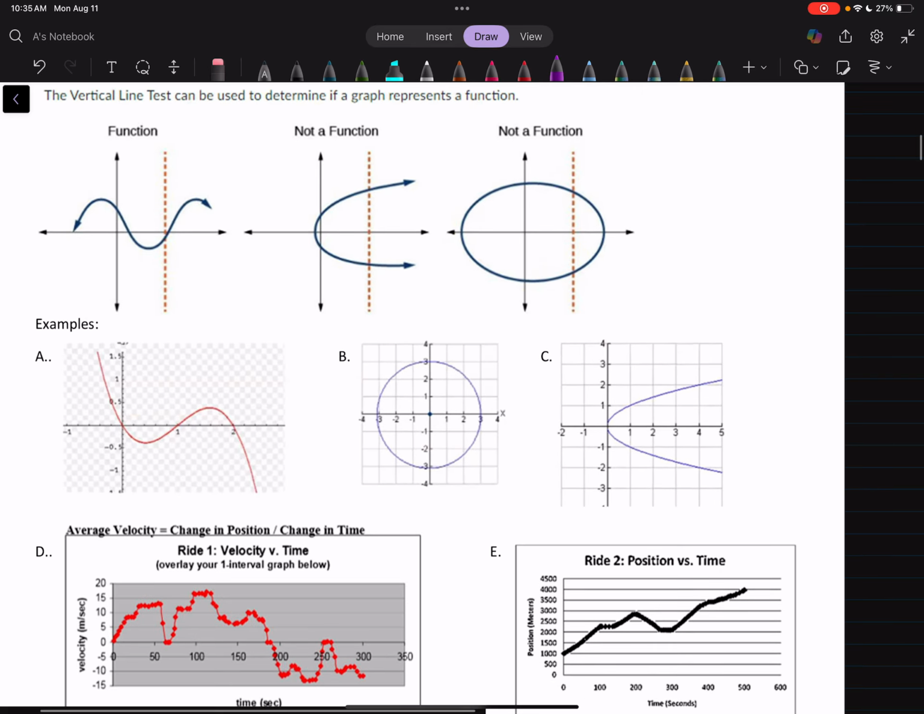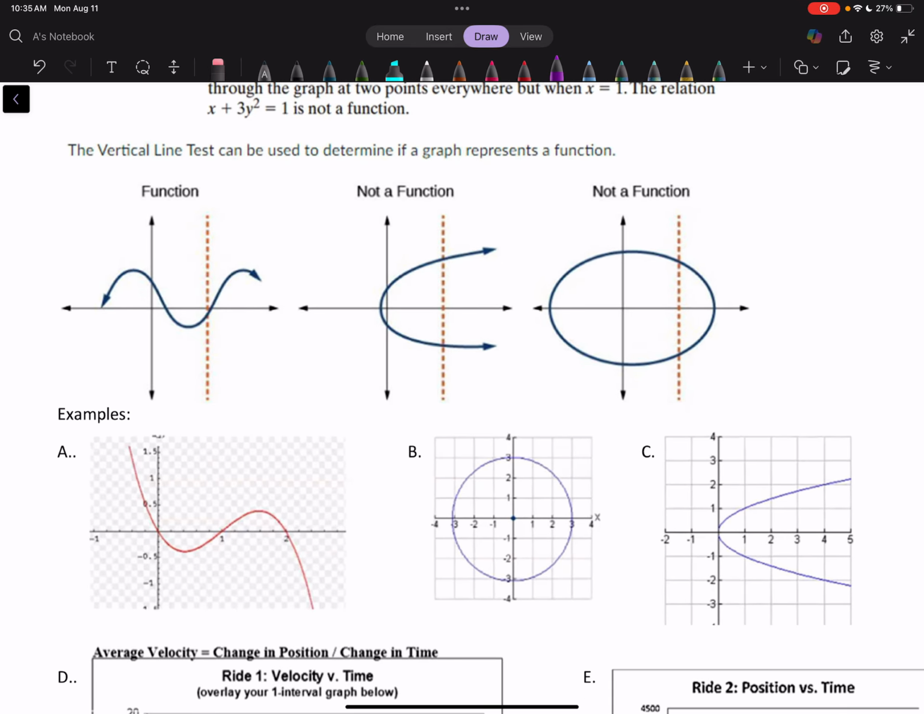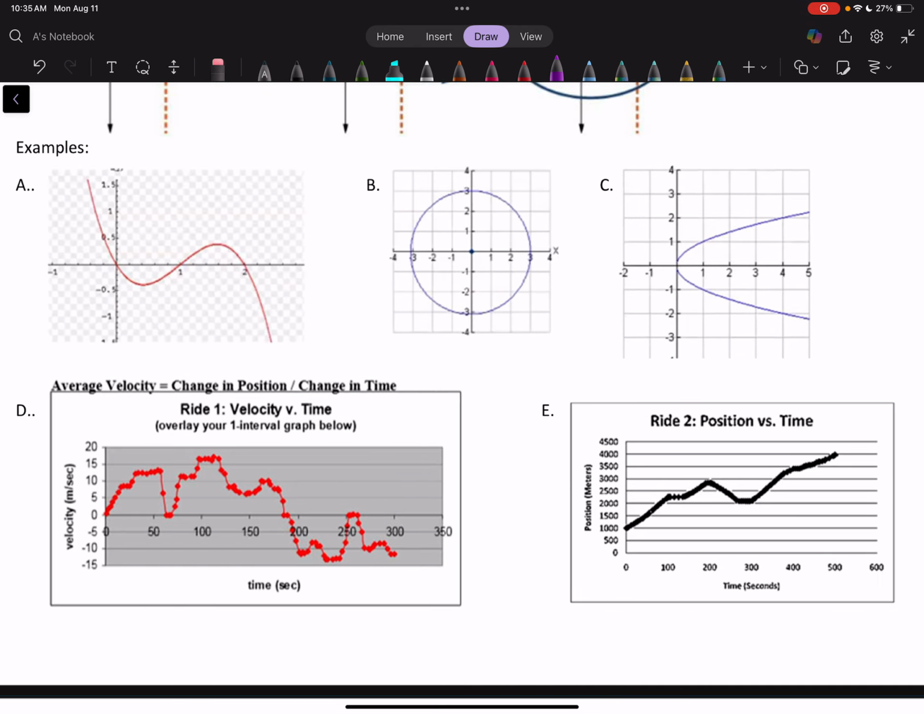So you can try this through the 3 examples. It shows you how it works, and you have these to try for yourself. Pause it, write if they're either a function or not a function, and then play the video to see the answer. That's a function. This is not a function. This is not a function. The velocity in time is a function, and the position in time is a function.